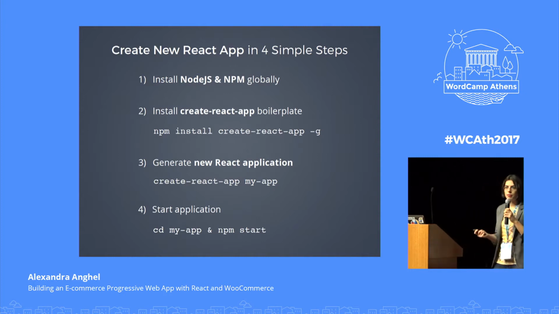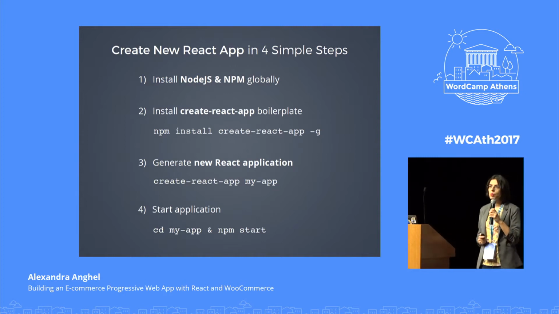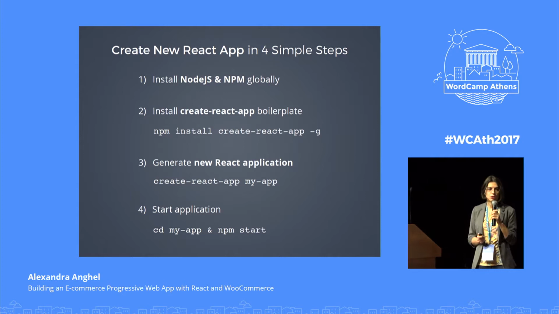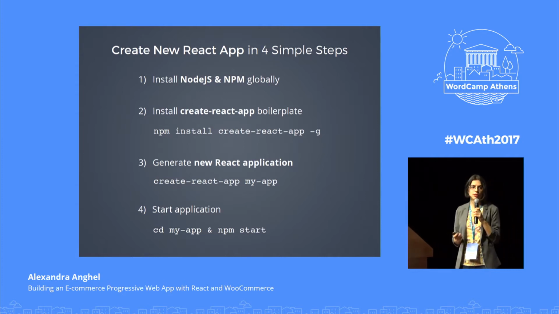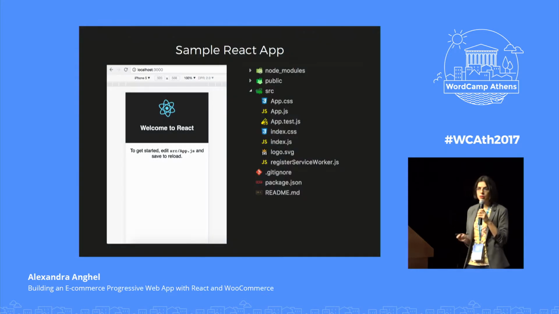Once we have set up the API, we can start working on our React application. We first need to install Node.js and NPM globally, and afterwards we can use the Create React App boilerplate to generate a new application. This is an example of an application that was generated using this boilerplate. And as you can see, it has everything that we need to start coding, including registered service workers and live reload.